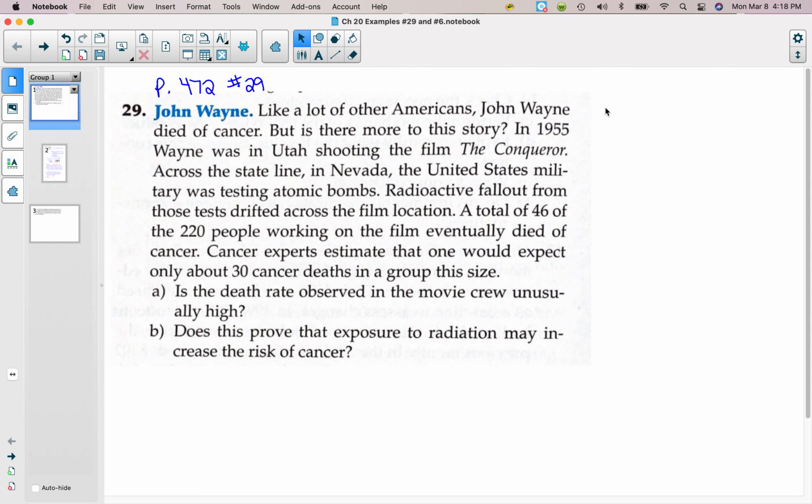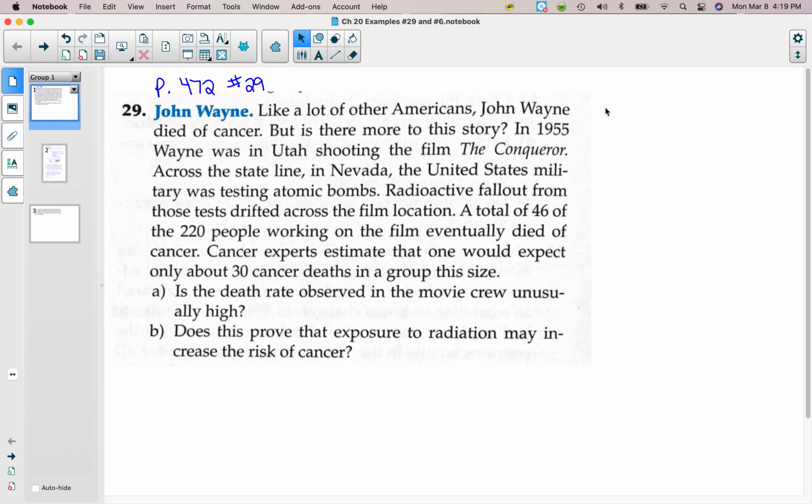In 1955, Wayne was in Utah shooting the film The Conqueror. Across the state line in Nevada, the United States military was testing atomic bombs. Radioactive fallout from those tests drifted across the film location. A total of 46 of the 220 people working on the film eventually died of cancer. Cancer experts estimate that one would expect only about 30 cancer deaths in a group this size.